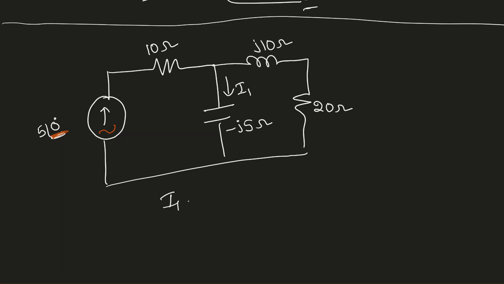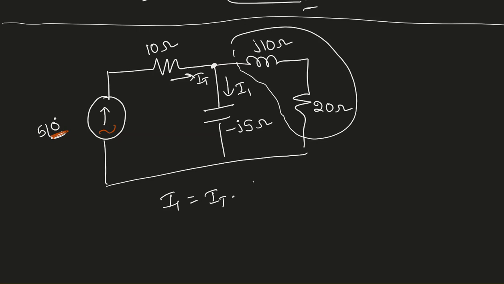So I1 equal to total current multiplied by opposite impedance. Opposite impedance is nothing but whatever current comes here, it's going to split into two branches. So we need to look for the opposite branch. The opposite branch impedance is 20 plus J10.